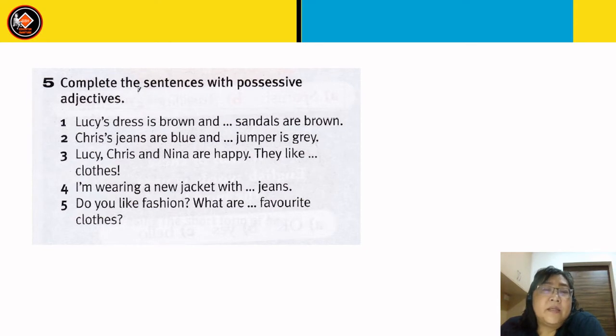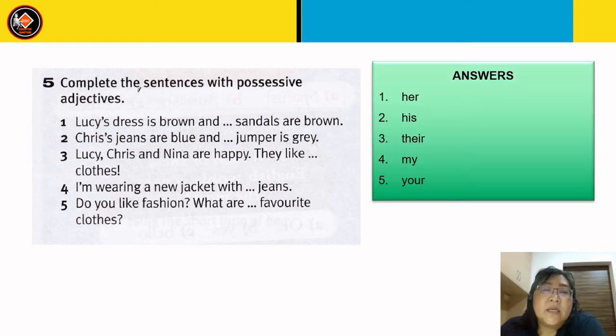Let's now complete the sentences with possessive adjectives. So let's look at number 1. Lucy's dress is brown and so Lucy is she. So the answer will be, her sandals are brown. Number 2, Chris's jeans are blue and Chris is a boy, so he. So the answer will be, his jumper is grey.